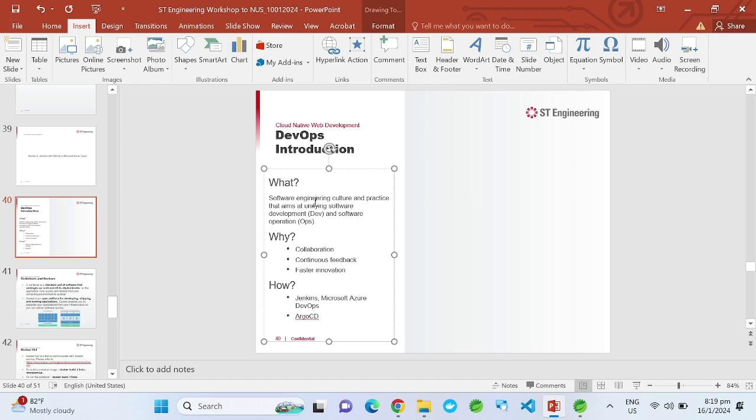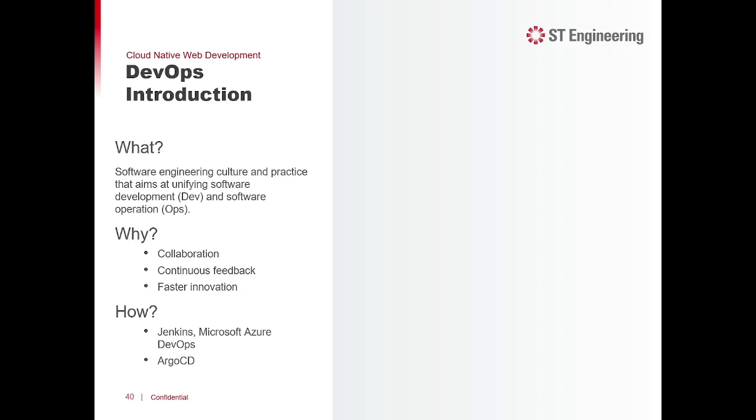Okay, and how does it do that? A set of established processes are there. And why do we need that? We need that for better collaboration, continuous feedback, and faster innovation.